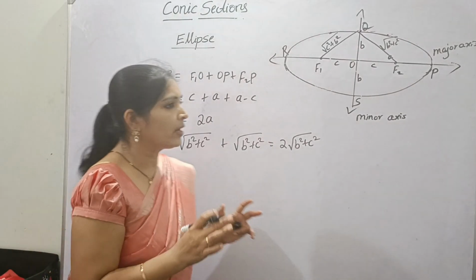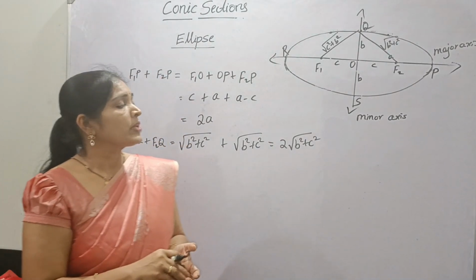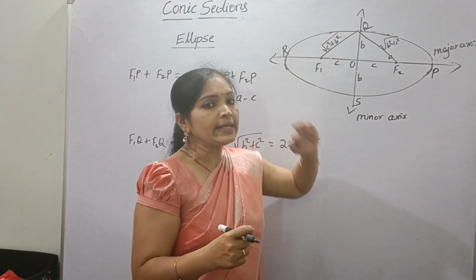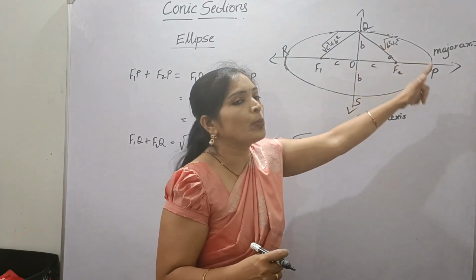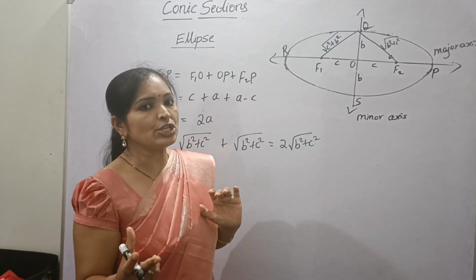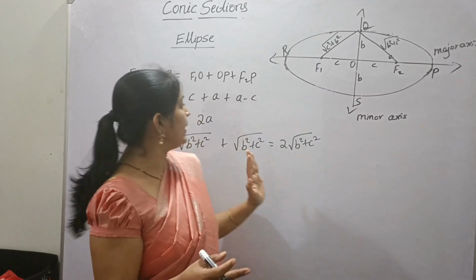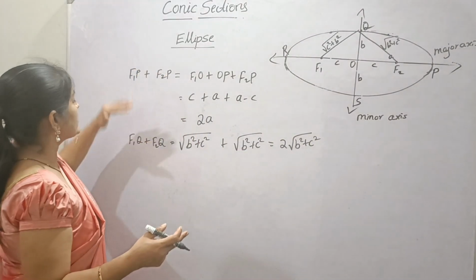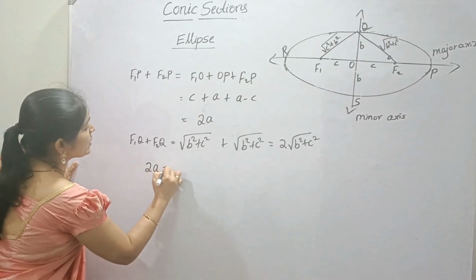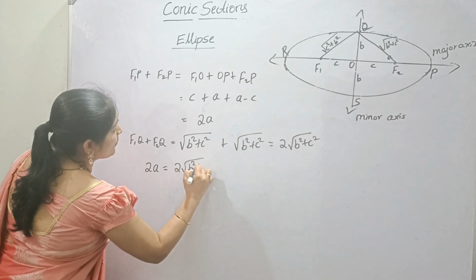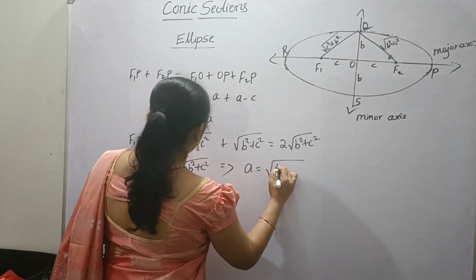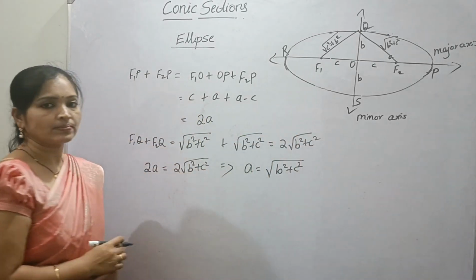Okay, so as I mentioned before, by the definition of an ellipse, F1Q plus F2Q is equal to F1P plus F2P, because P and Q are points on the ellipse, right? So by the definition of ellipse, these sums are equal. That means F1P plus F2P is equal to F1Q plus F2Q. So we can write 2A is equal to 2 root of B square plus C square. That implies A is equal to the square root of B square plus C square.